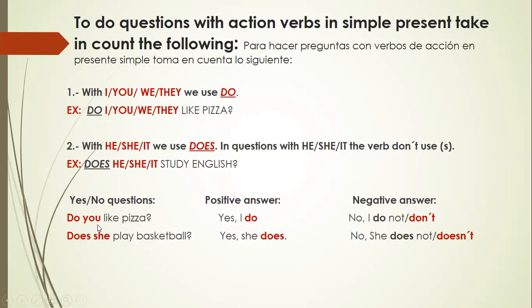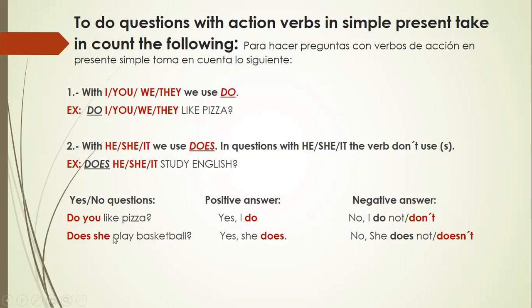Yes, no questions. Do you like pizza? Con las posibles respuestas. Yes, I do. Si la respuesta es positiva, yes, I do. Y si la respuesta fuera negativa, no, I do not. Si tu pregunta tiene el auxiliar do, la respuesta debe tener el auxiliar do, ¿ok? So, do you like pizza? Yes, I do. Está diciendo sí, me gusta. Y si no te gusta, dirías no, I do not. Igual se pone el auxiliar que tiene la pregunta. Aquí está en contracción, don't, ¿ok? Como ya hemos visto previamente.